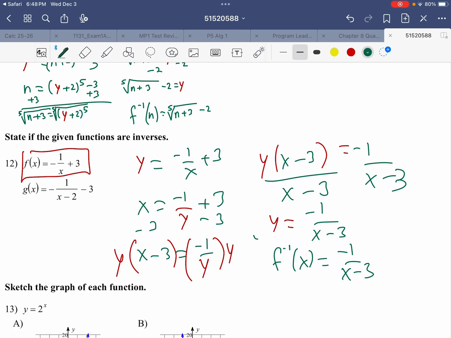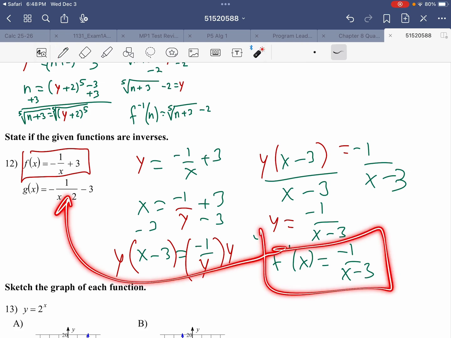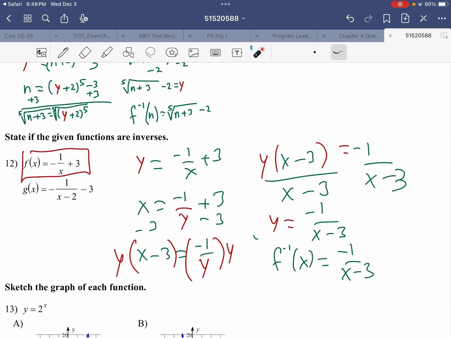So if you wanted to prove this by doing the composite function, like the f of g of, or f of the inverse of x, you could do that. You could also just actually find the inverse and see if you arrive at the same function they have here. In this case, these would not be inverse functions.